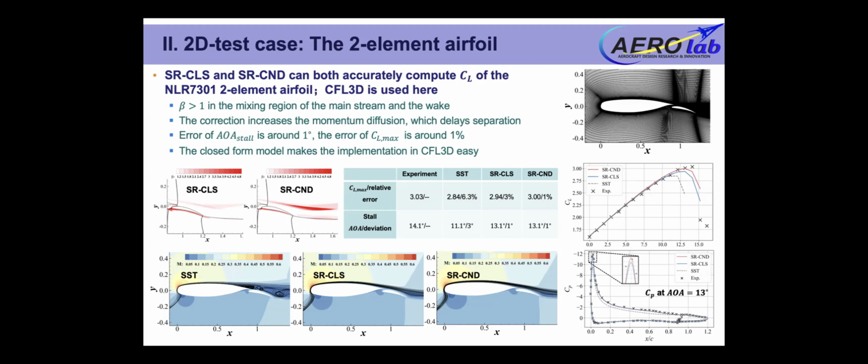And the beta field is mainly increased to a large value in the mixing region of the main flow and the low speed region, as you can see here in the upper left corner. This will definitely increase the momentum diffusion from the mainstream to the low speed region, and thus delay the separation on the flap, as you can see in the last row. And all the computation here is performed by CFL3D. That is because the closed form model makes the implementation of the model in CFL3D very easy.